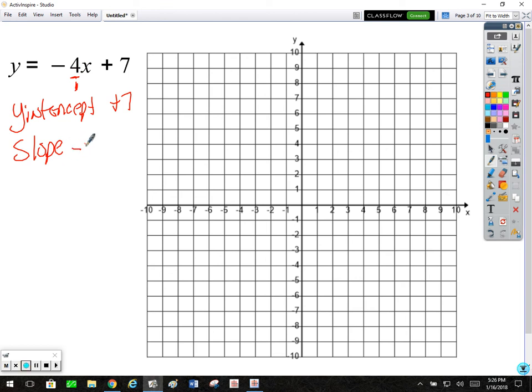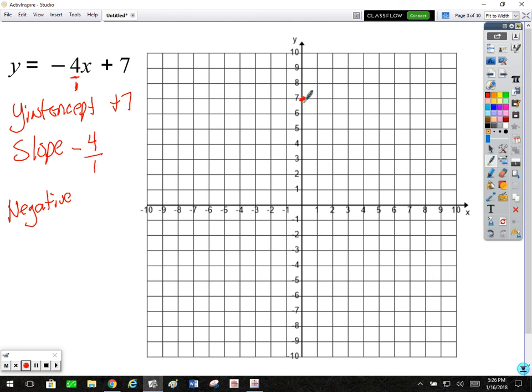So my slope is going to be -4 over 1. All right, and since I see this negative sign here, that tells me my line should be going downhill from left to right. It also tells me my run is going to be to the left. All right, so let's graph this.